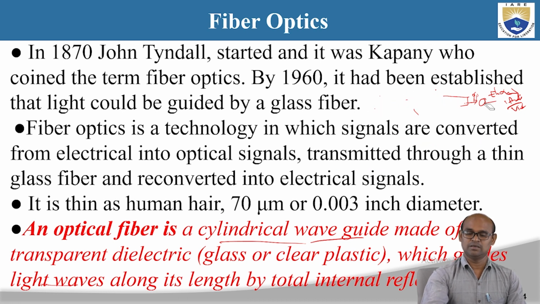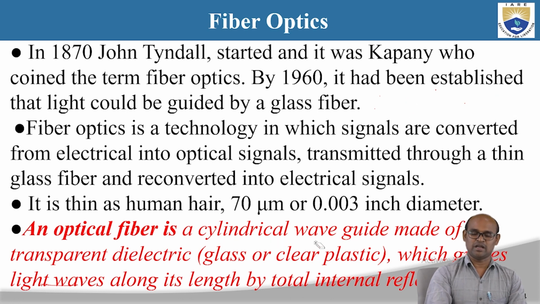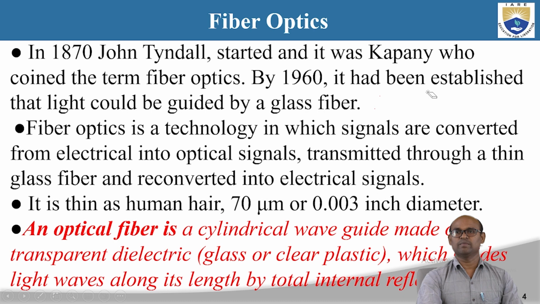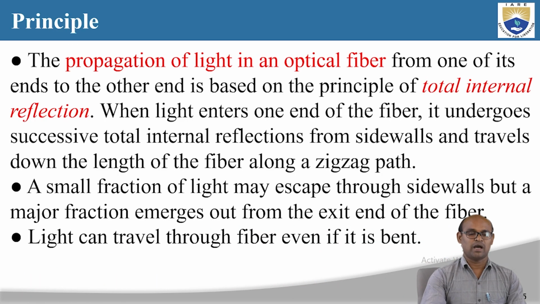Let us see its construction, and now we know the principle for the propagation of light in optical fiber. So the principle for the propagation of light in optical fiber is total internal reflection. Okay. So we have defined optical fiber. What is optical fiber? It is a cylindrical waveguide, and it is made up of dielectric material, and it guides the light waves through total internal reflection.